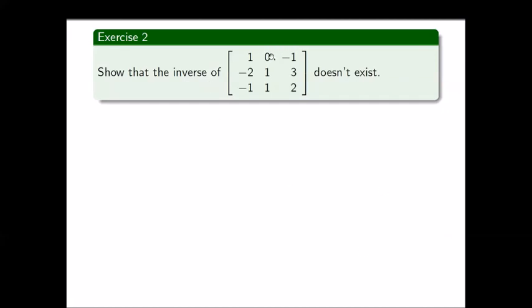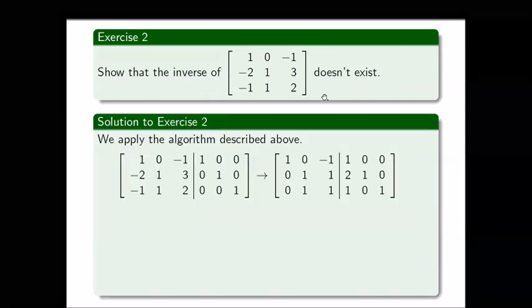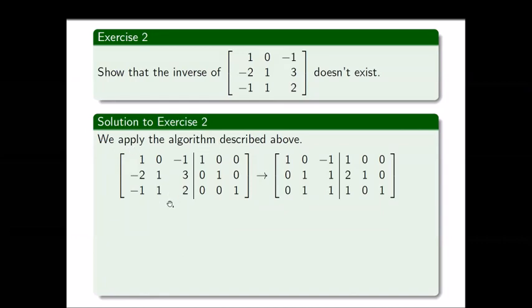So we're given a 3 by 3 matrix, and we want to show that the inverse of this matrix does not exist. We're going to show that by applying the algorithm that we described above. So we start by concatenating the given matrix and the 3 by 3 identity matrix with the separator line in between. And then we use row operations to try and convert this left-hand side into the identity matrix. So first, we multiply the first row by 2 and add it to the second row, and then we take the first row and add it to the third row. And this is what we end up getting.